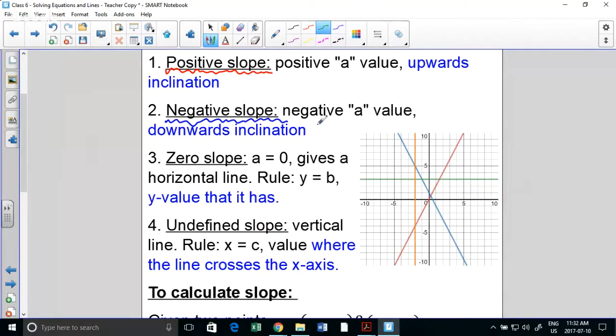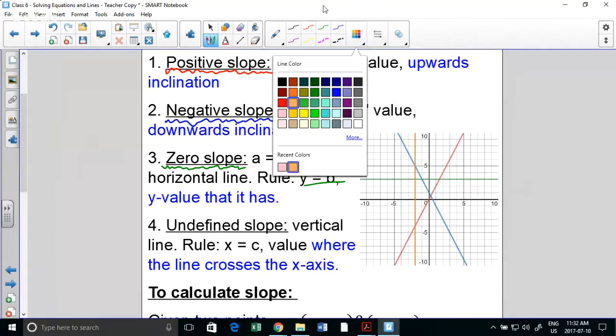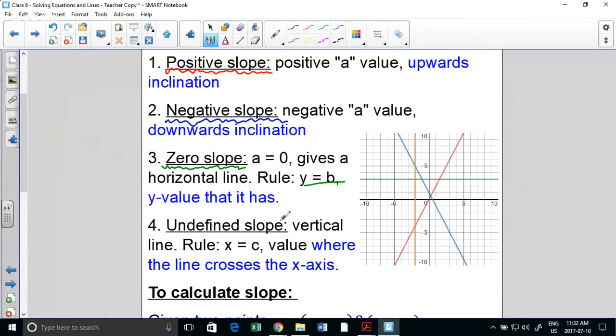A zero slope is a horizontal line. The rule is y equals b. Wherever it crosses the y-axis, that's the number for our equation. And as it's the horizontal line, it's the green. And then finally, we have an undefined slope, meaning we have a vertical line. X is c. So it's the value where the line crosses the x-axis. Vertical line, undefined slope, that's the orangish yellow line here.